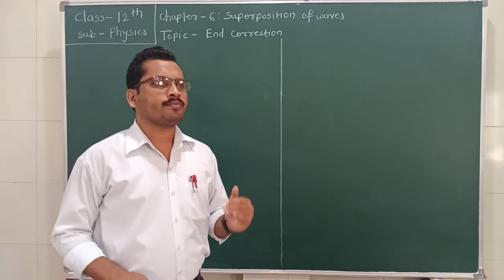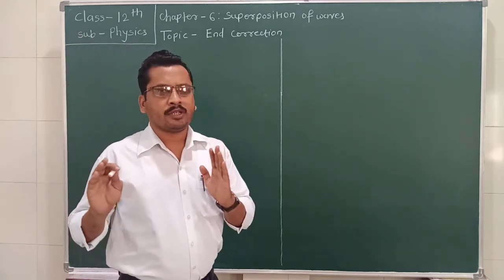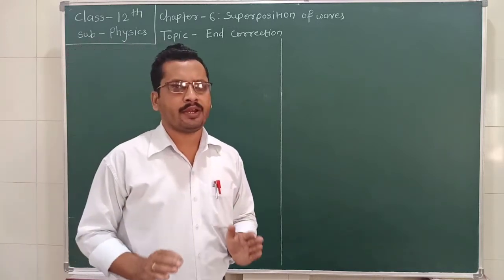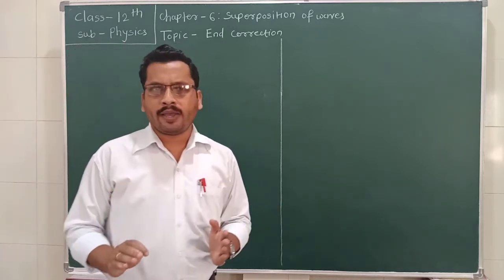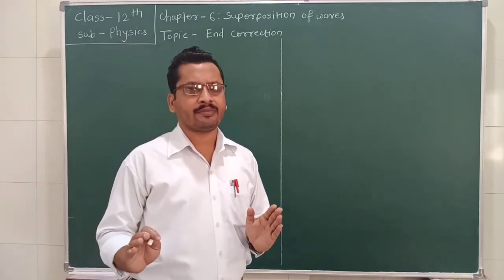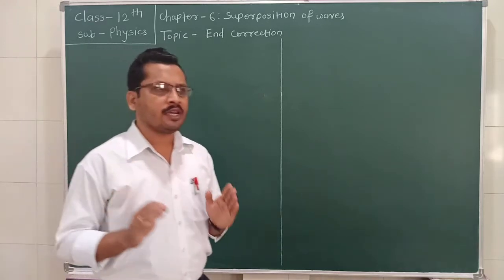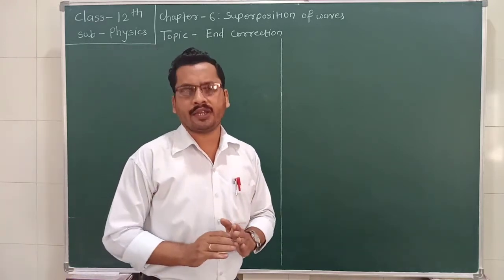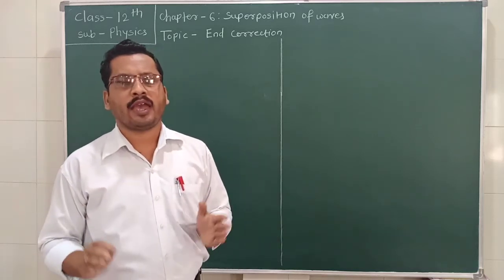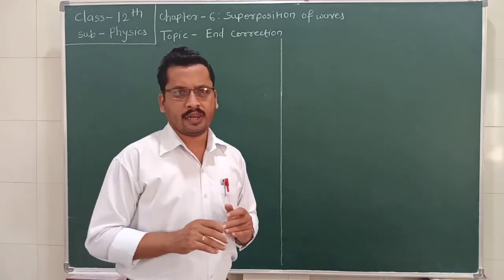To derive the simple formula for the end correction, how end correction can be found, we need two pipes having same diameter but different length. What is the condition to determine the end correction? Practically, we need two pipes having same diameter but different length.